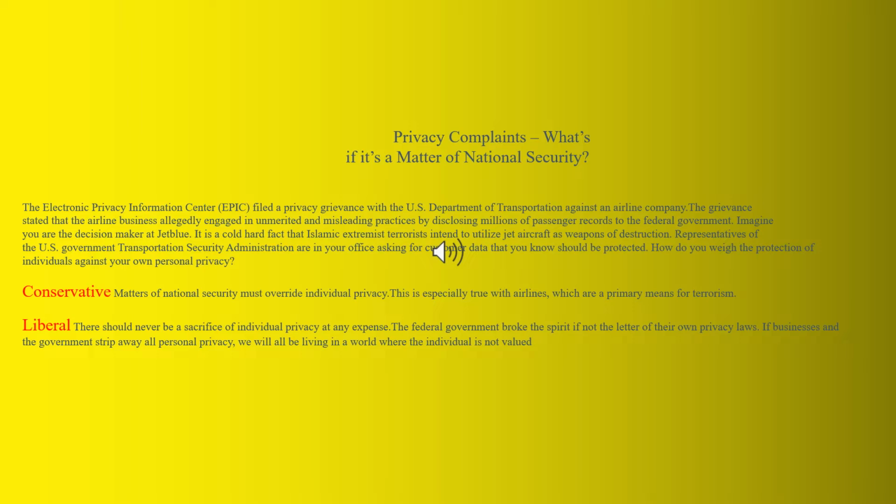Conservative: matters of national security must override individual privacy. This is especially true with airlines, which are primary means for terrorism. Liberal: there should never be a sacrifice of individual privacy at any expense. The federal government broke the spirit, if not the letter, of their own privacy laws. If business and the government strip away all personal privacy, we will all be living in a world where the individual is not valued.